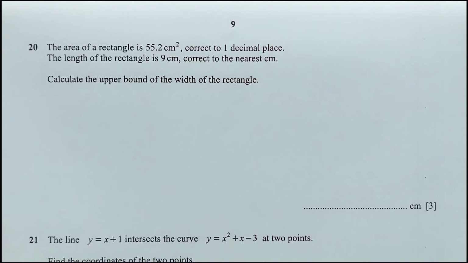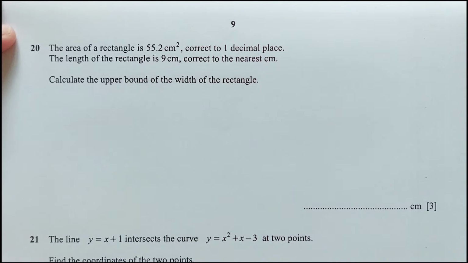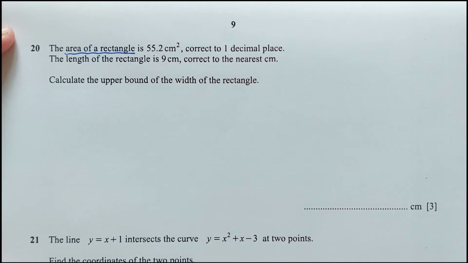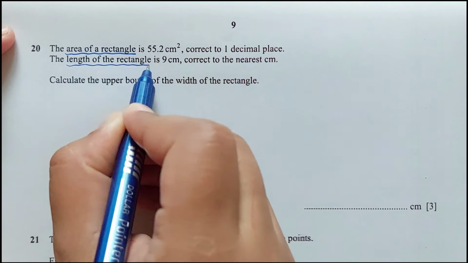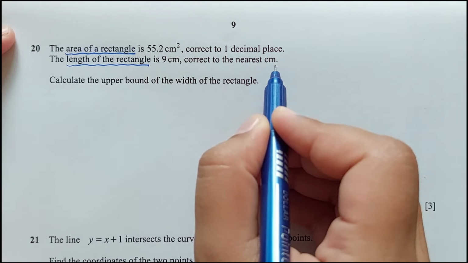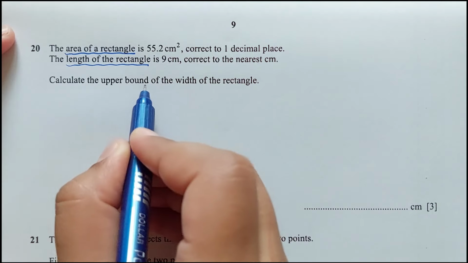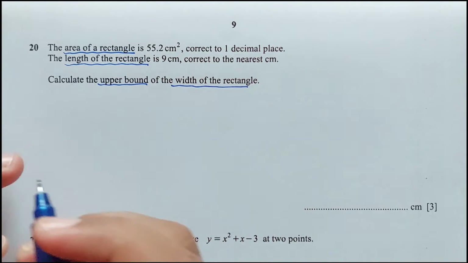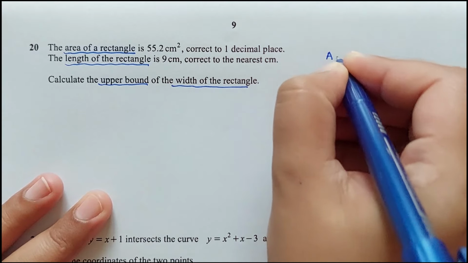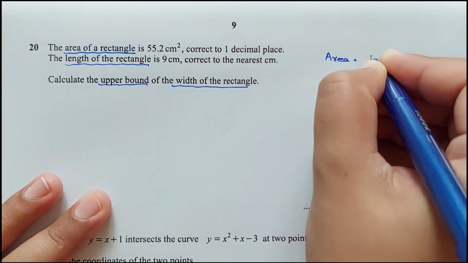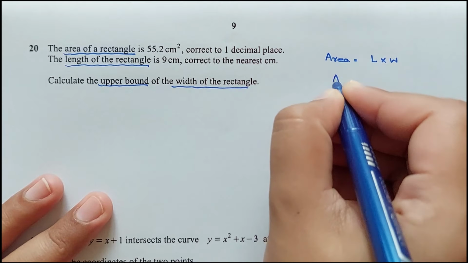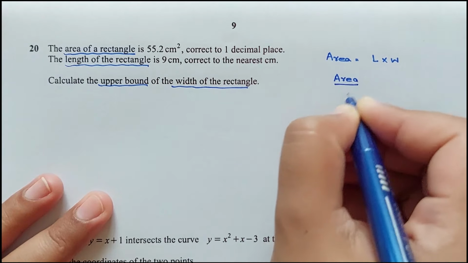Question number 20. The area of a rectangle is 55.2 centimeters squared, correct to one decimal place. The length of the rectangle is 9 centimeters, correct to the nearest centimeter. Calculate the upper bound of the width of the rectangle. Right. So we know that the area of a rectangle is the product of length and width. So we have to solve for the width. So the width is going to be area over the length.